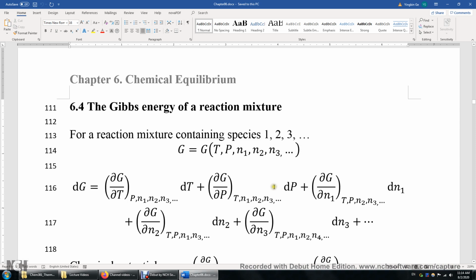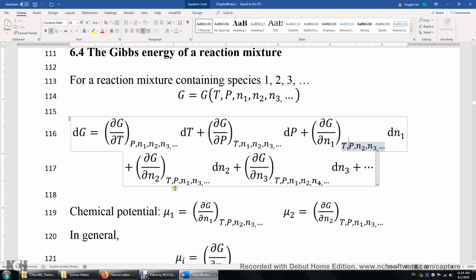If we look at how G depends on temperature, we need to hold all other variables constant. If we want to look at how G depends on pressure, we need to hold temperature and the number of moles of all species constant. Also, G depends on N1, the number of moles of species 1. In this case, we need to hold temperature, pressure, and also N2, N3 constant. Over here, this is dN2. We need to hold T, P, N1, N3 constant.